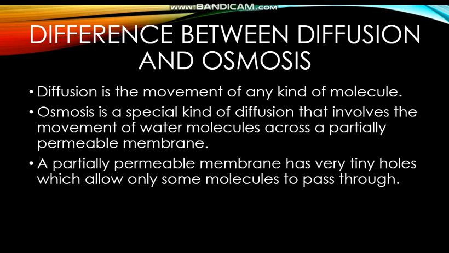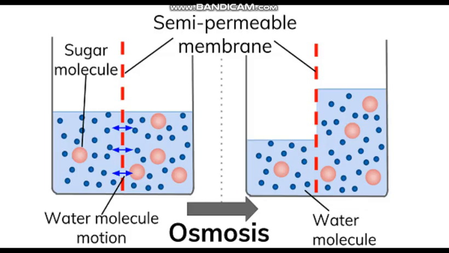Now what do you mean by a partially permeable membrane? It is the membrane that allows only some molecules to pass through because of the tiny holes it contains. Now this is the diagram that shows how water molecules move across the partially permeable membrane. In this diagram you can see a beaker containing weak sugar solution and strong sugar solution. In the middle, the beaker is separated by a partially permeable membrane, also called a semi-permeable membrane.